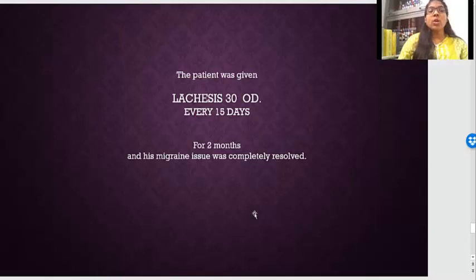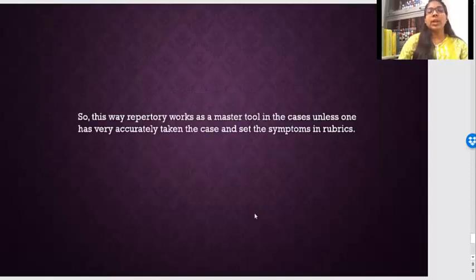Right? So the Repertory and Materia Medica combinedly work as a tool to help you prescribe using the exact simillimum. So this way, Repertory works as a master tool in the cases unless one has very accurately taken the case and set the symptoms in rubrics. Hope this was very clear.